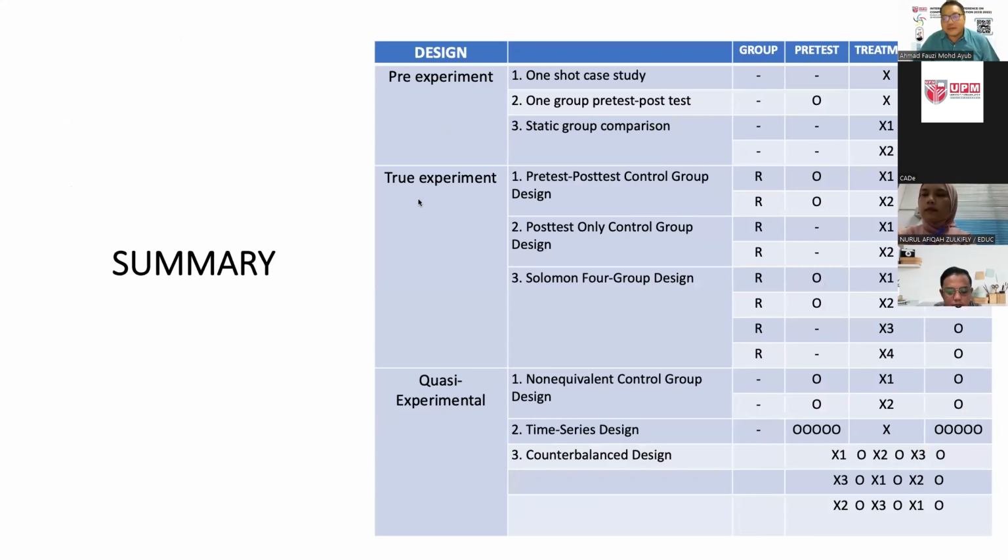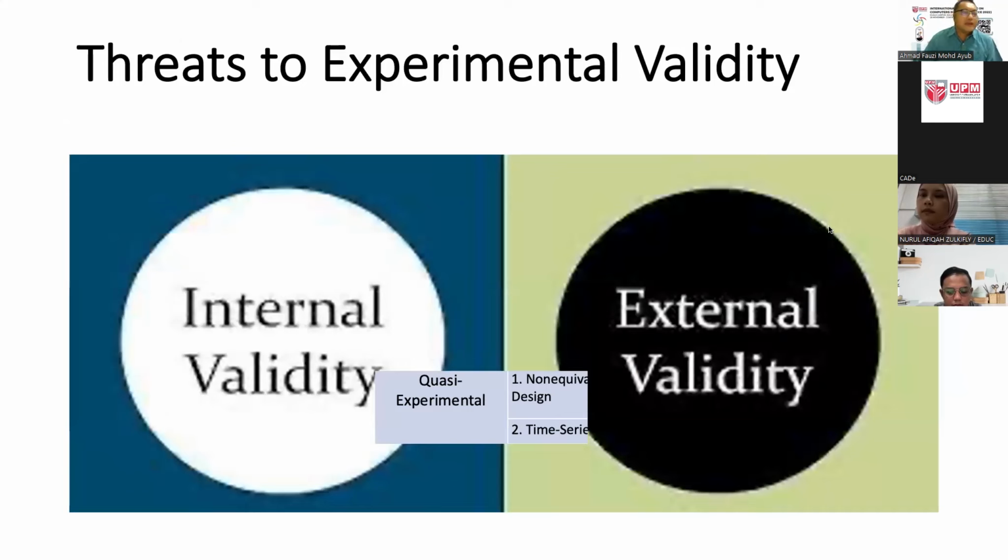Okay, this is the summary. An important thing for us to be aware of is the threats to experimental validity. Basically, this is also one of the favorite questions that we ask during the Viva. So about the threats, how do you control the threats?